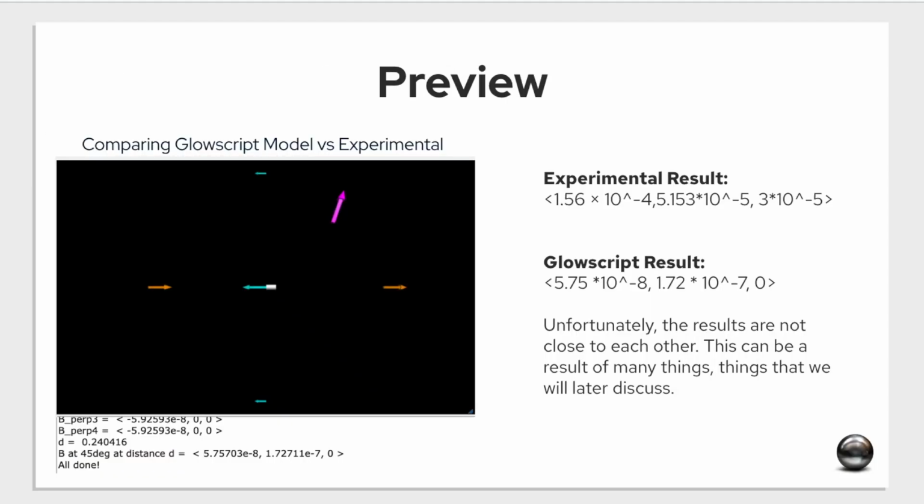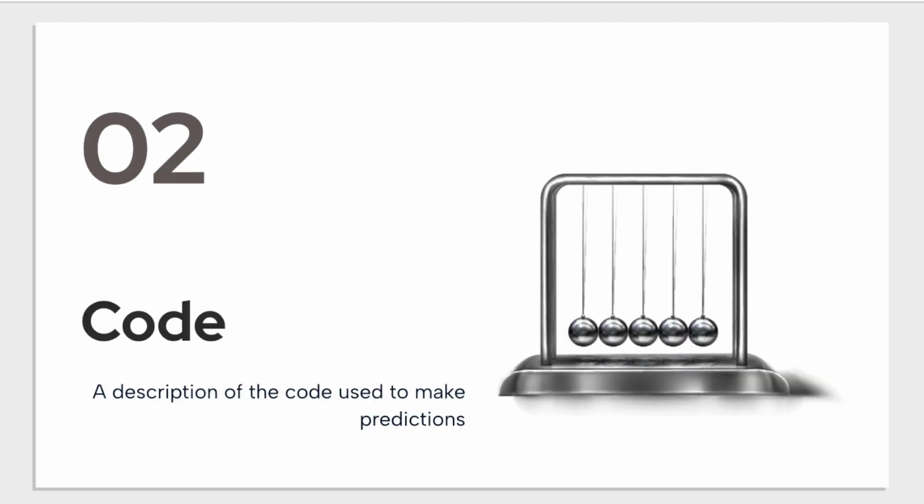A quick preview: on the left-hand side is our GlowScript model. We can see the visualization as well as the GlowScript result. As you can see, between the experimental result and the GlowScript result, the results were not close to each other, unfortunately, but we can explain a lot of that variation through some errors that we will discuss later. But next, let's get into the code.